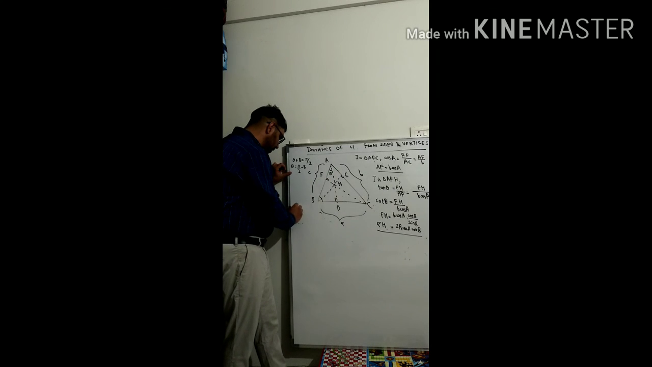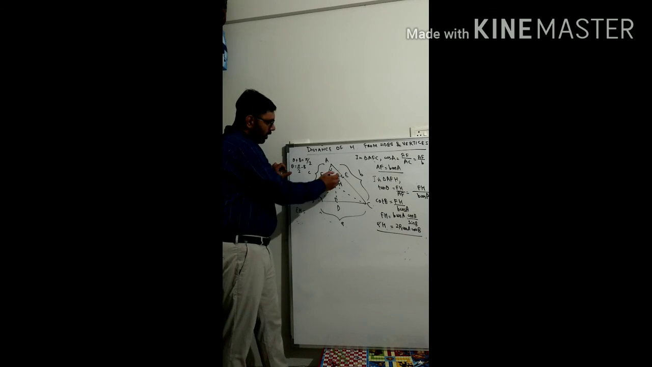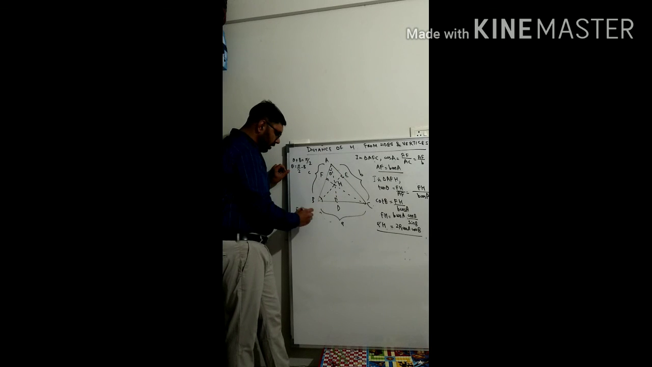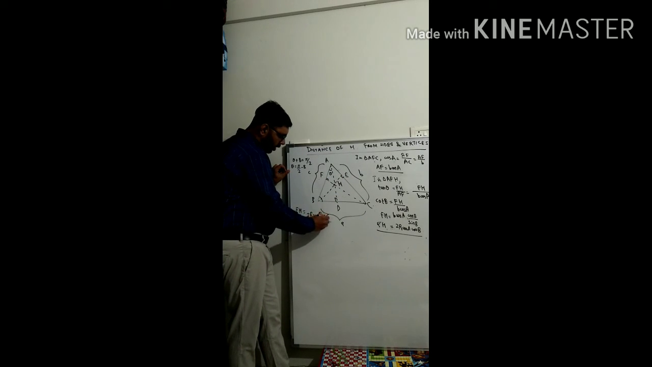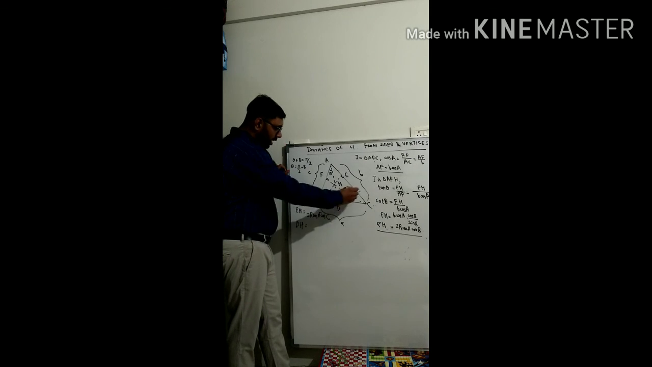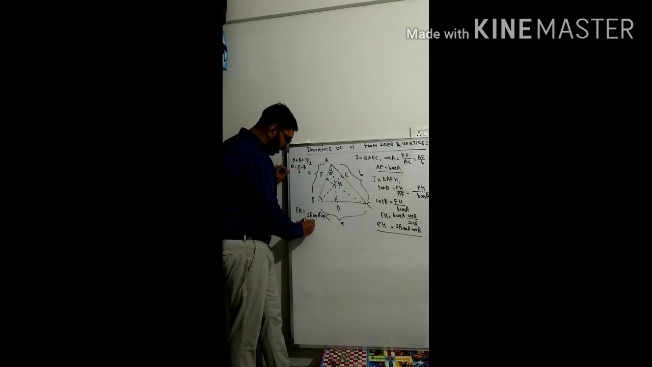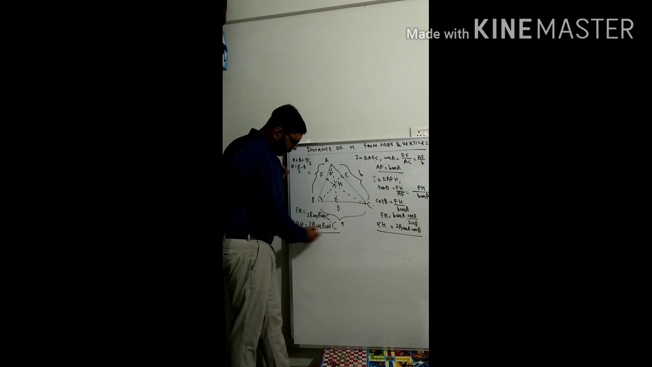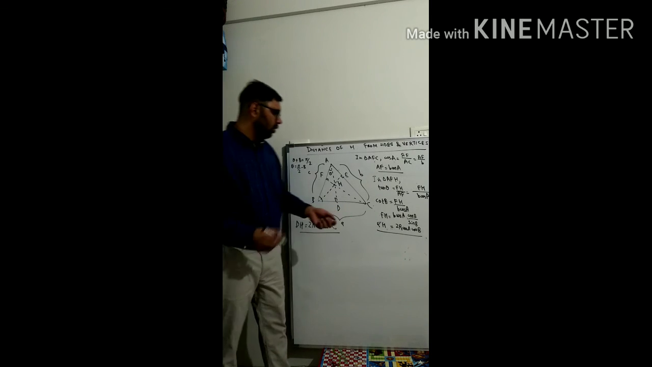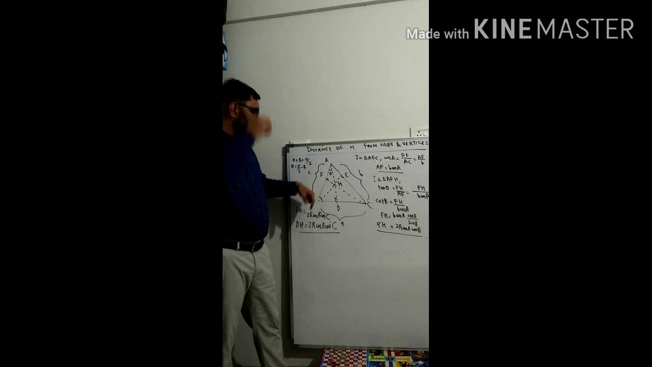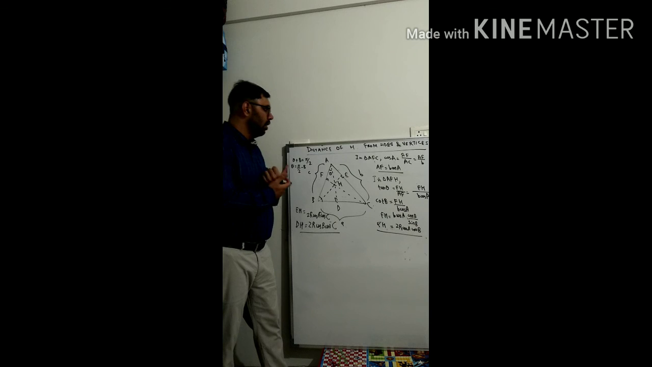Similarly, if I want to find this distance EH, E is lying between A and C, so EH will be 2r cos A cos C. And if I want to find this distance DH, D is lying between B and C, so DH will be 2r cos B cos C. Similarly we can say it for the other two lengths. So this is how you find the distance of the orthocenter from any one vertex or any one side.